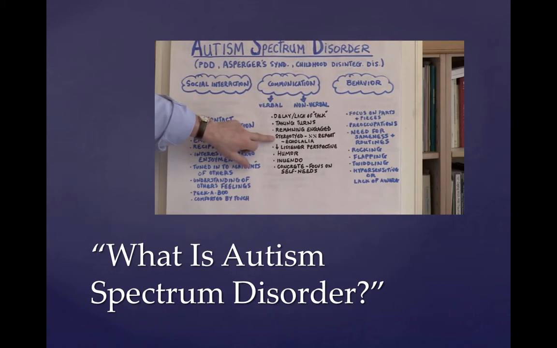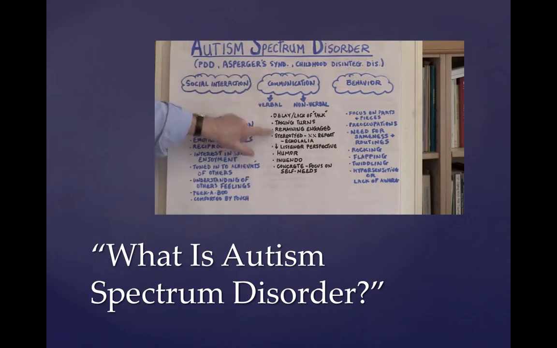Very often what we hear and what we see in the communication domain is stereotyped kind of communication. So they'll often repeat a phrase or repeat a sound or repeat a word. And they may also be echolalic. They may repeat something that someone else says. They may echo the actual words that someone else has said.